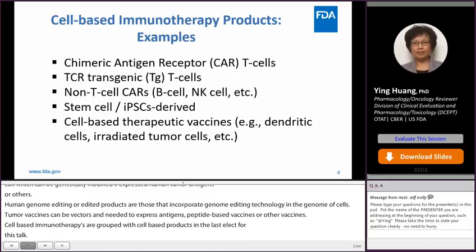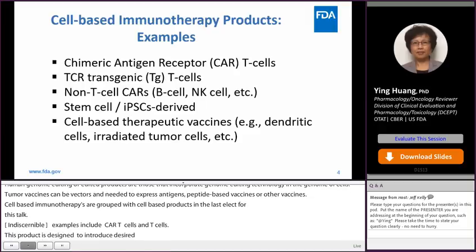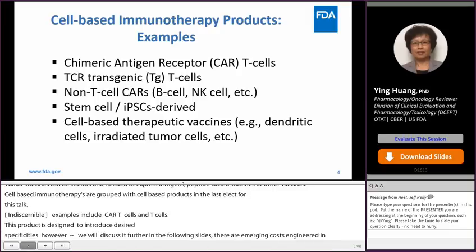Examples of cell-based immunotherapy products include CAR-T cells and TCR transgenic T cells that are derived from the concept of tumor infiltration lymphocytes, TILs. These products are designed typically to introduce desired specificities and enhanced activities against the tumors. However, they also introduce risks, which will be discussed further in the following slides. There are emerging class-engineered non-T cells, typically B cells and NK cells, which have been designed to introduce additional mechanisms for immune-based recognition and activation for tumor killing.